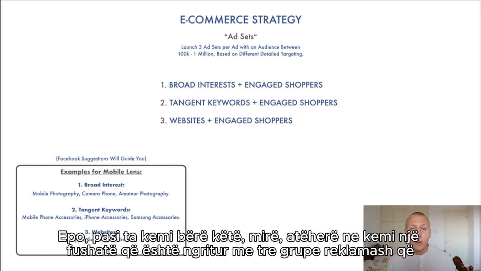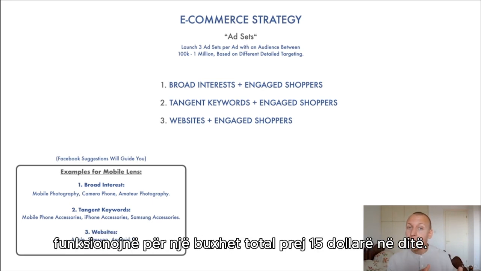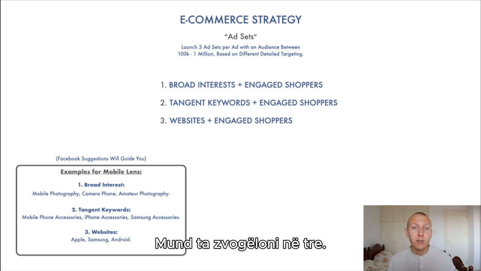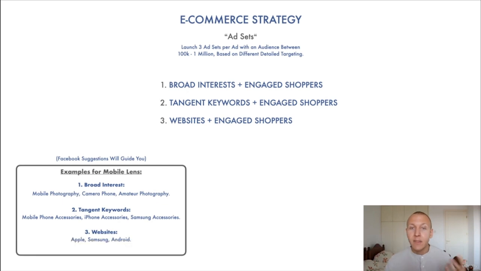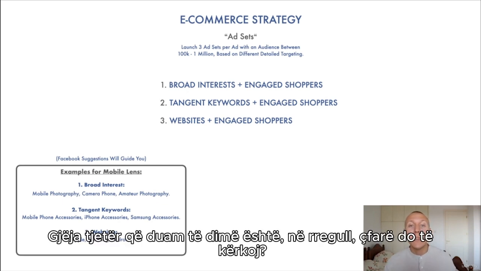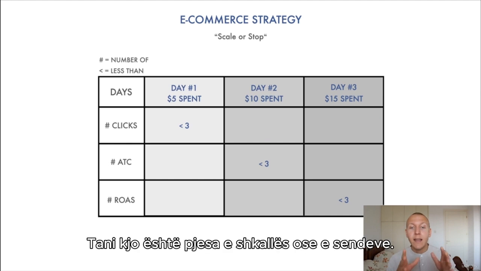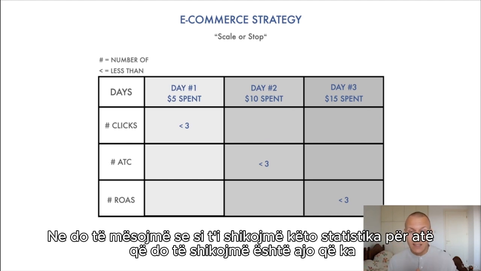All right? Well, once we've done this, then we have a campaign that's set up with 3 ad sets that are running for a total budget of $15 a day. That's too much, you can scale it down to 3. But remember, 3 ad sets, $5 each. The next thing we want to know is, okay, what am I going to look for? Now, this is the scale or stop part. We are going to learn how to look at the statistics too.